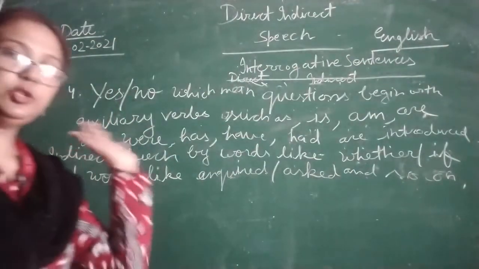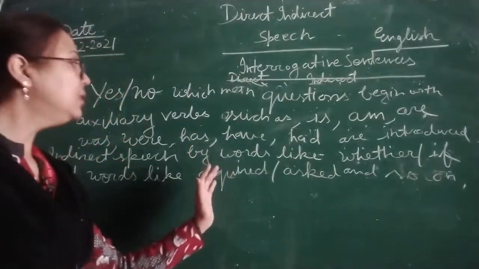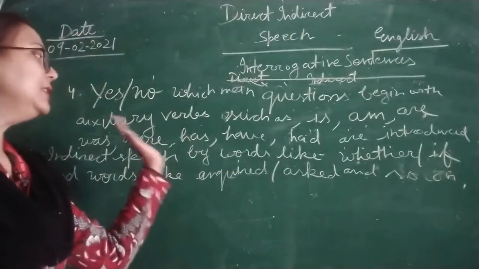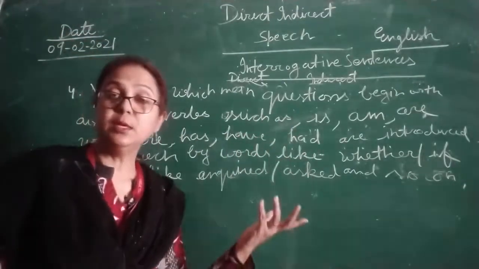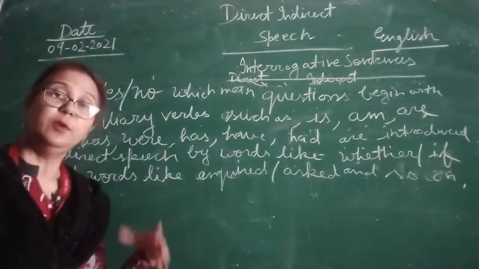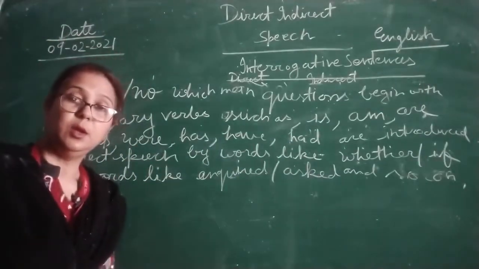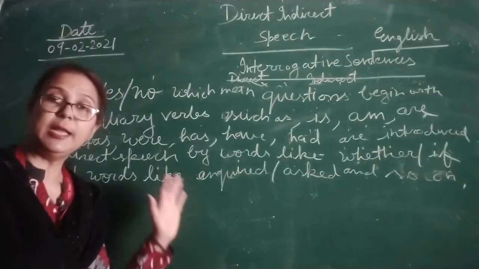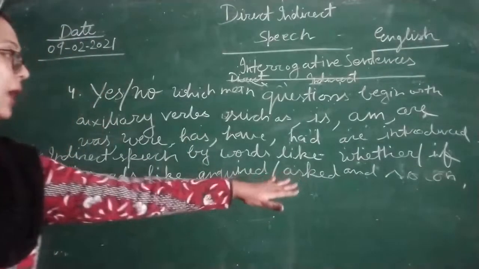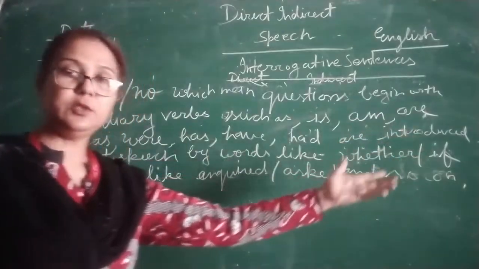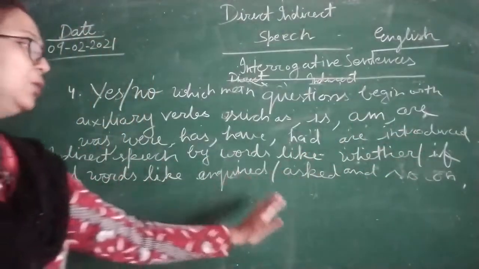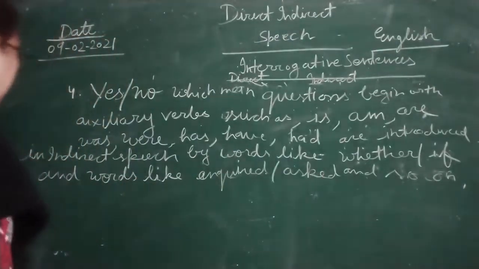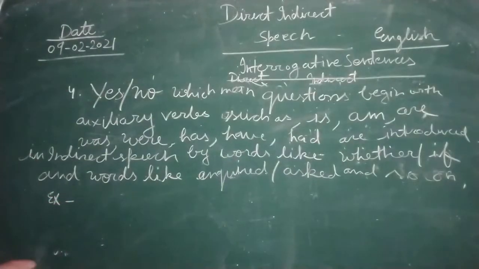So if your question is starting with auxiliary verbs, it means is, am, are, do, does, have, had, was, were. So we are using, was he going to the market, or is he singing? This type of sentence, if it is written in direct speech, you will change with words like whether or if, it is also an option, and words like inquired and asked and so on. Okay, so I'll give you one example for that. So how are we going to convert?